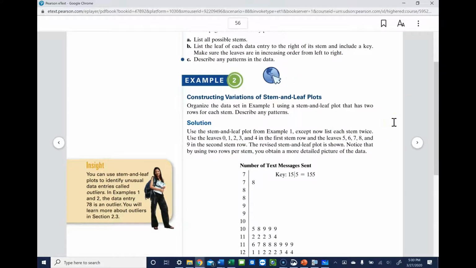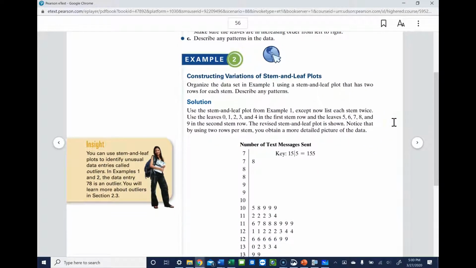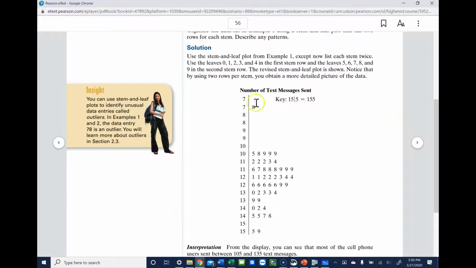There are variations of the stem and leaf plot. This is the same data, but grouped a little differently. Notice they have two 7s. That means the first 7 actually goes from 70 to 74. The next 7 goes from 75 to 79. Two 8s, two 9s, so on and so forth. And so it splits all those groups up into two groups.